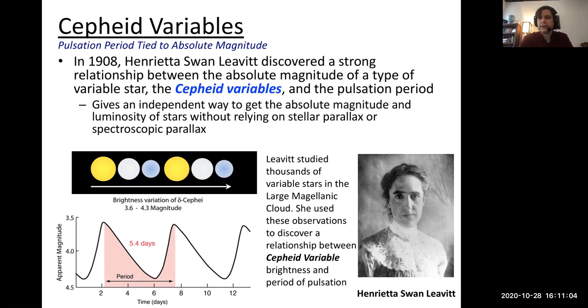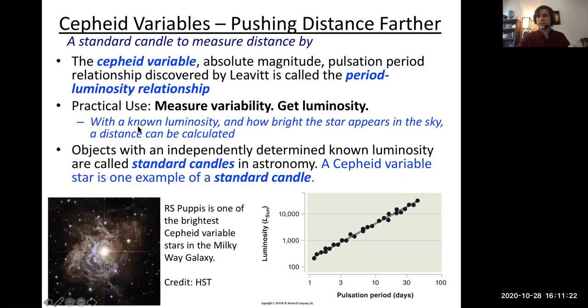And so Henrietta Leavitt didn't do this with just one star. She actually studied thousands of stars in a nearby neighboring galaxy, a satellite galaxy of the Milky Way, the Large Magellanic Cloud. And it was through looking at lots and lots of these variable stars that she was able to discover this relationship. So this relationship between the absolute magnitude and the pulsation period is called the period luminosity relationship, and it is a very strong correlation, which means there's not a lot of error involved with it. If you can measure the pulsation period, you can get the luminosity. That's practically how we're going to use it.